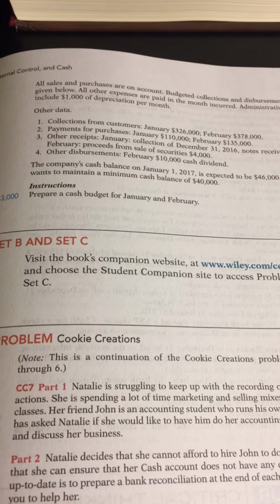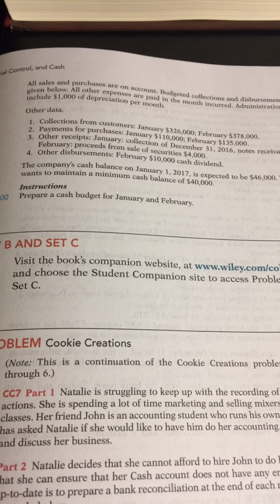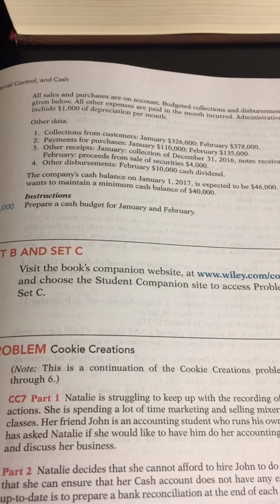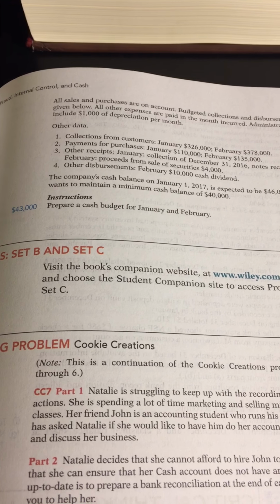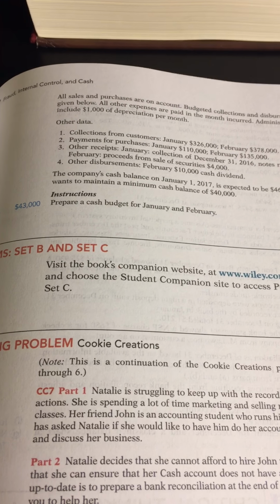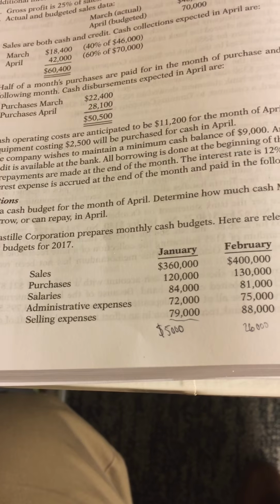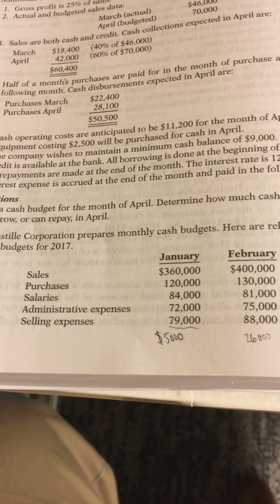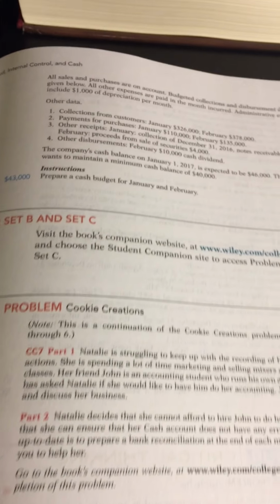So what you're supposed to assume from there is that those $326,000, and these are all assumptions too, these aren't actual figures, were from sales. So this information over here, that it gives you sales of $360,000, you're actually not going to use that. You're going to use the collection from customers.